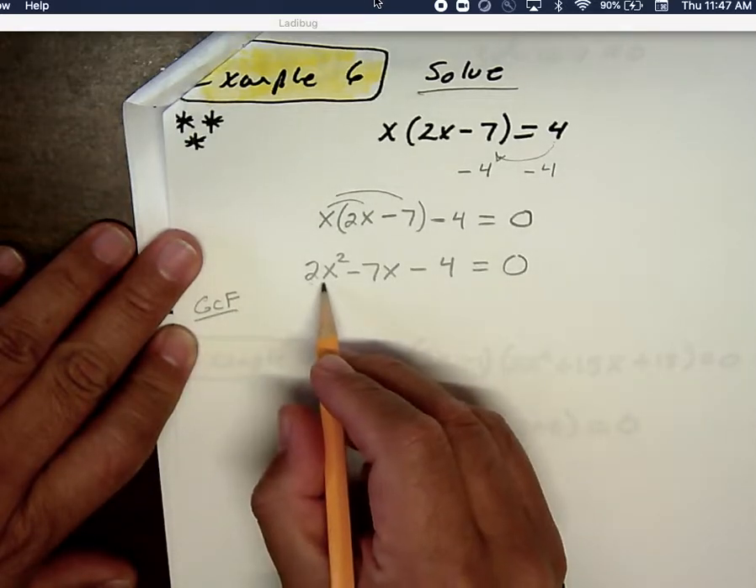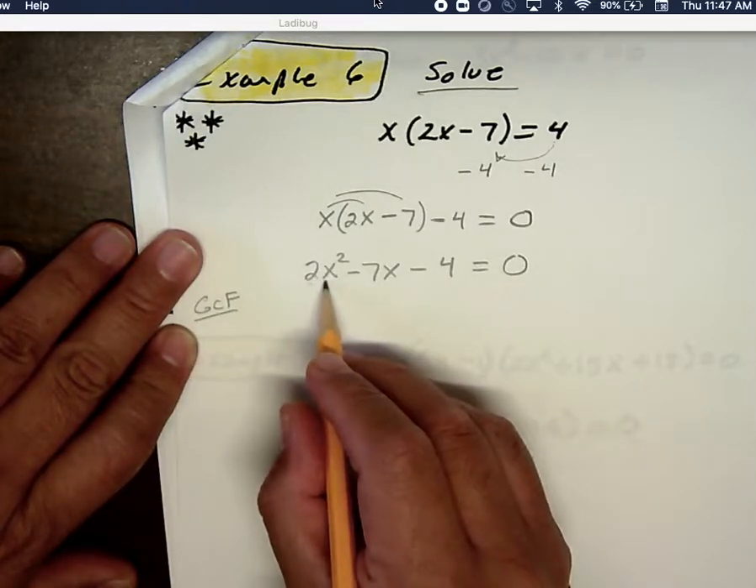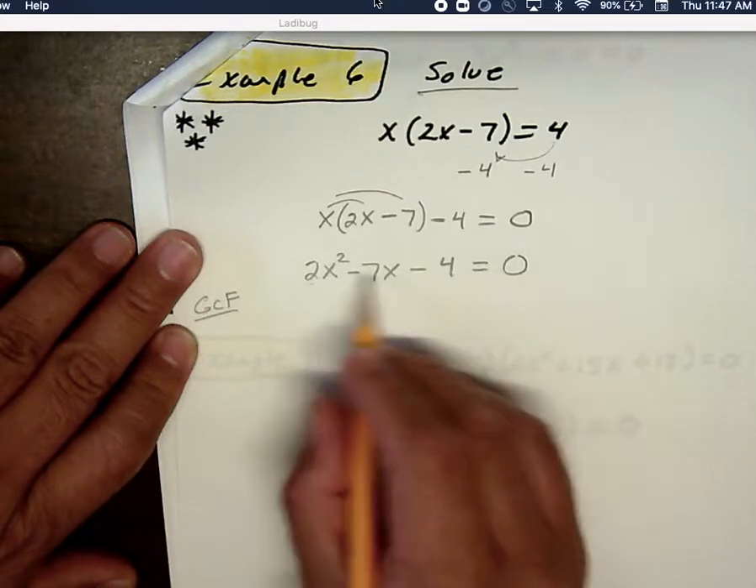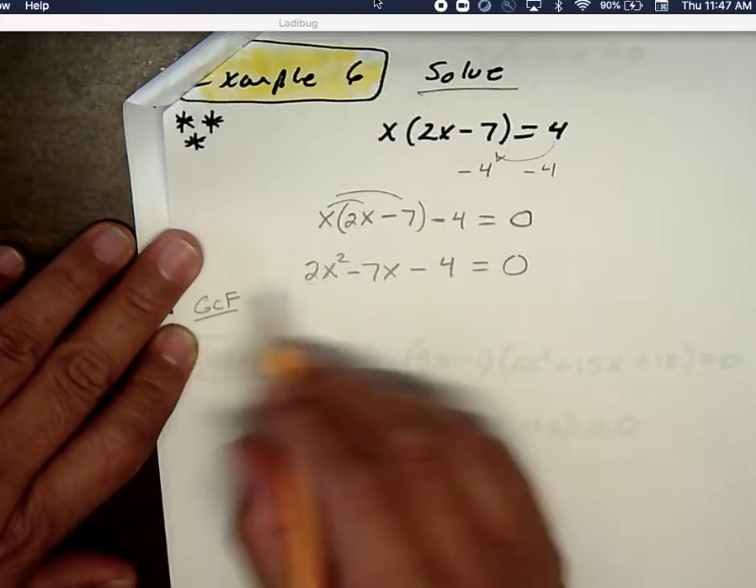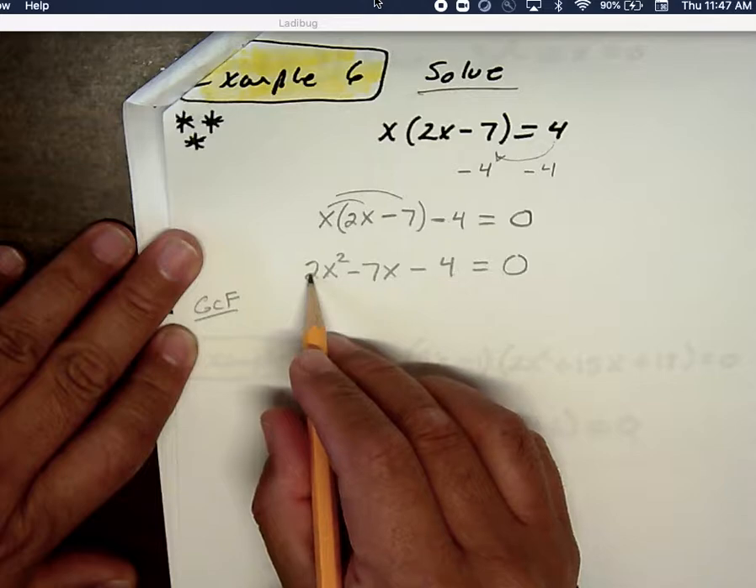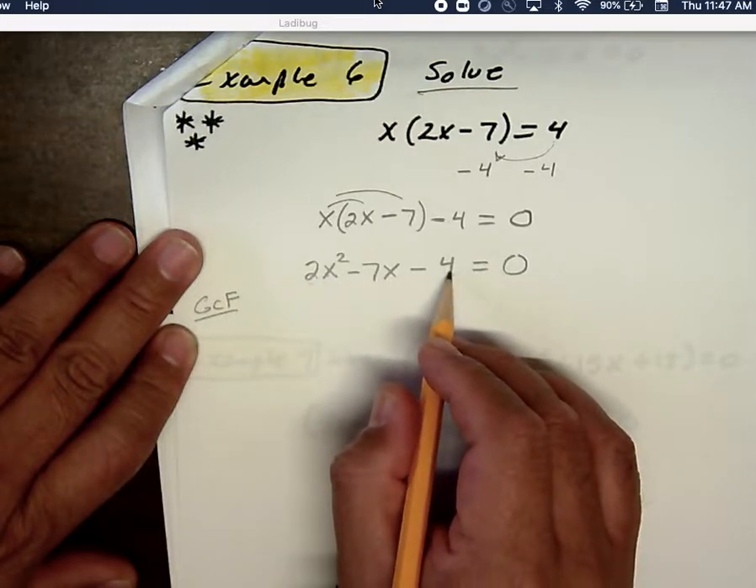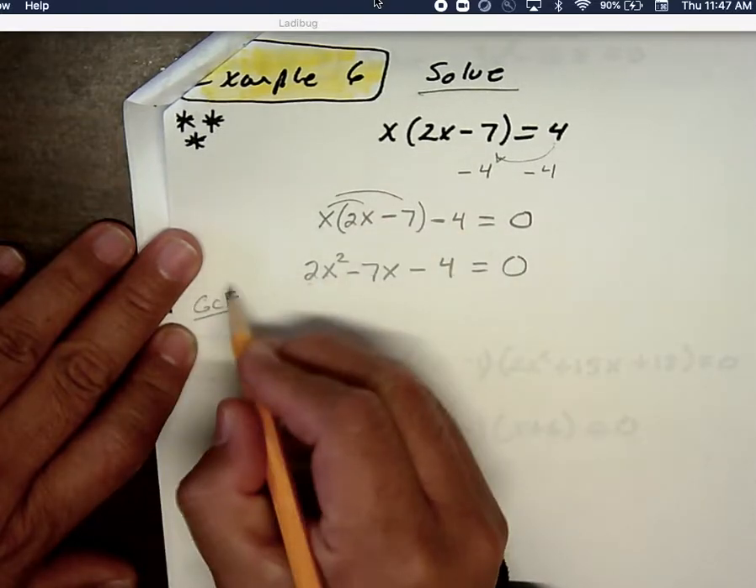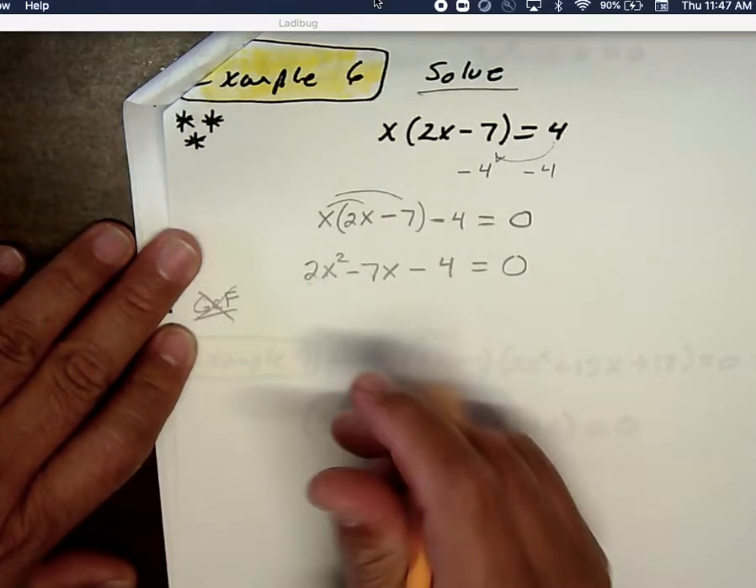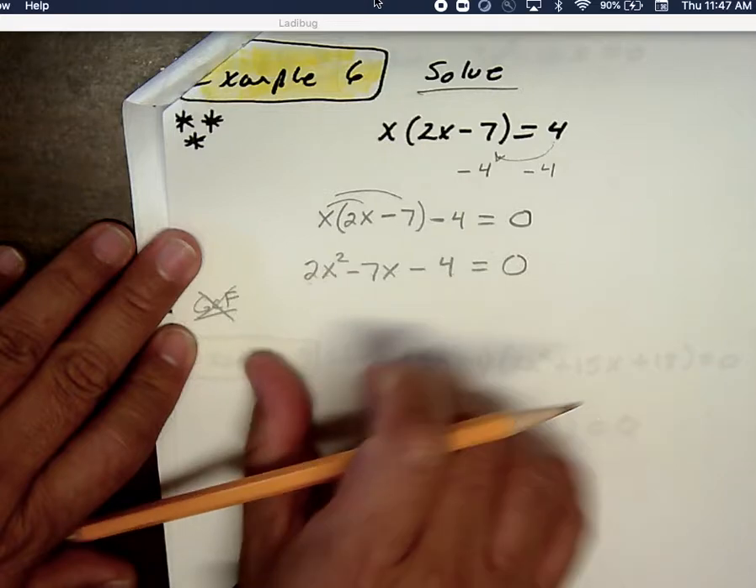Can you take away something from here? Do they have the x in common? No. So we can't GCF x. Can we GCF a number? Well, no, because 2 cannot divide 7. It can divide 2, 4, but not 7. So there's no GCF for this one. So you're going to have to factor from here.